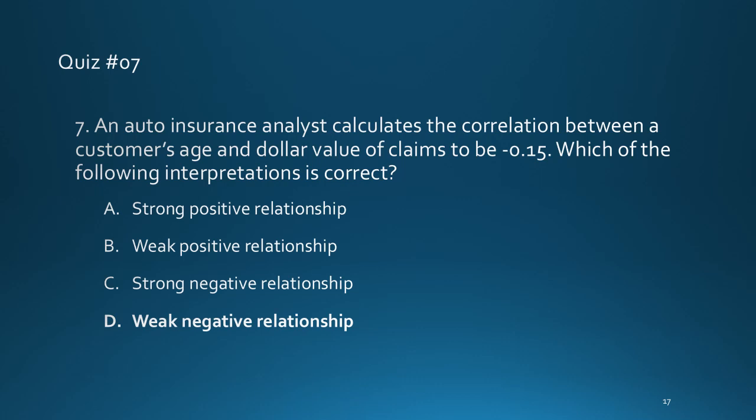For number seven, the correlation coefficient is minus 0.15, which indicates a weak negative relationship between age and claims. So the answer is D. The younger the customer, the higher the value in claims. Because this is a weak correlation, it may not be meaningful. Values close to 1 or -1 indicate a stronger relationship between the variables.